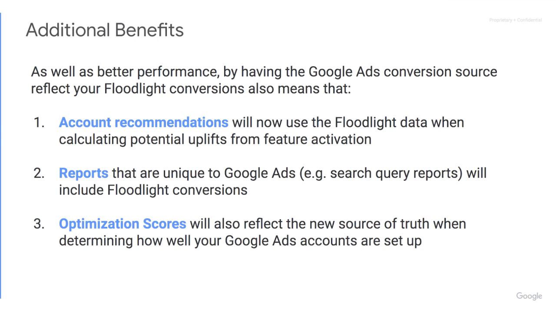Reports that are unique to Google Ads, for example, search query reports, will also include the floodlight conversions, which will give you a truer picture of what's happening. And optimization score will also reflect the floodlight data or the default conversion goal data within your Google Ads account setup. So you can start using that more regularly.